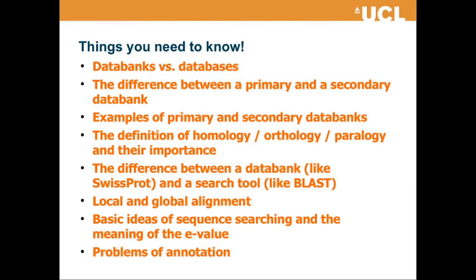We talked about the differences between global and local sequence alignments and some of the basic ideas around sequence searching using things like BLAST and FASTA, and the meaning of the E-value. If you get nothing else at all from this lecture, understanding what an E-value means is the most important thing. And finally, we talked about the problems of annotation and the fact that you can't necessarily trust the information in a database or databank.